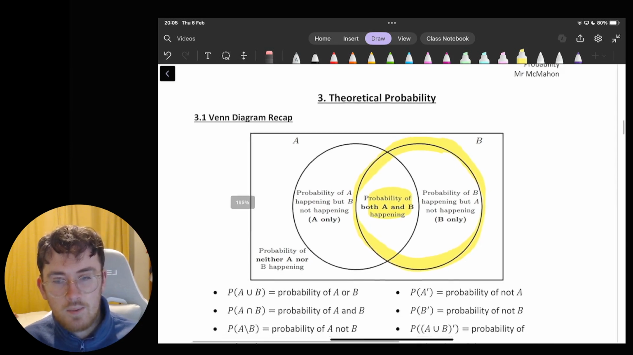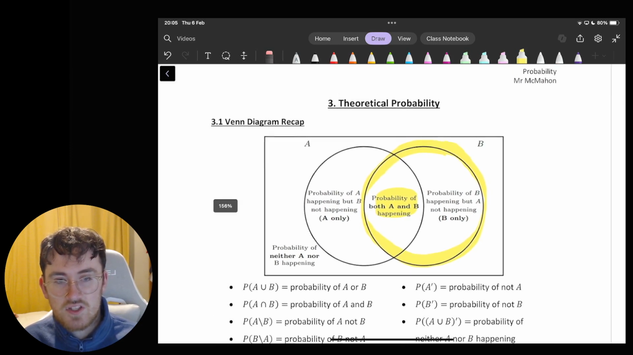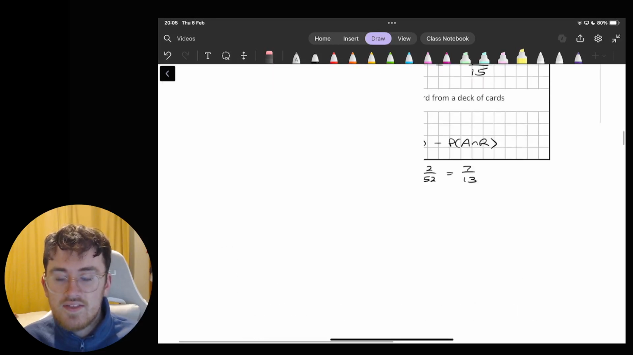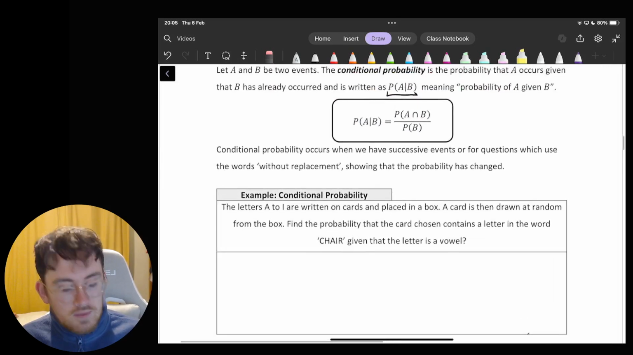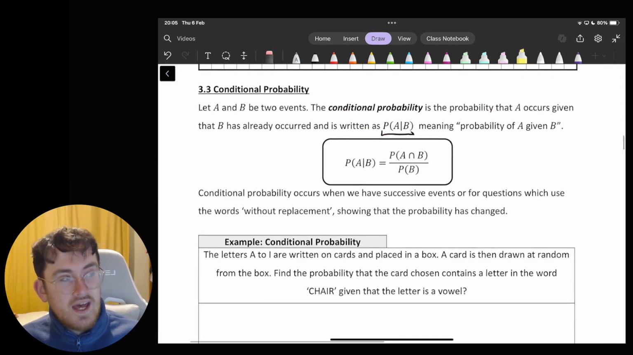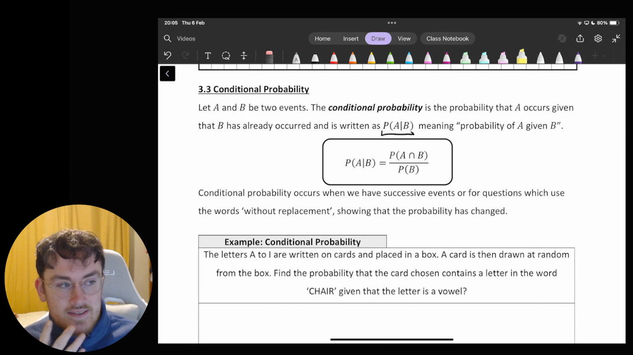And that would be the probability of A given B, because it's only the versions of A that are in that section for B. Okay, conditional probability, as I've said here, occurs when we have, for example, successive events or questions that mention without replacement. Things like that are going to spark conditional probability here.